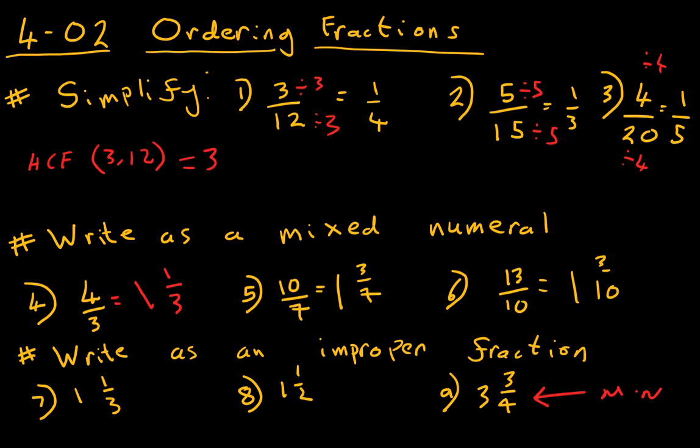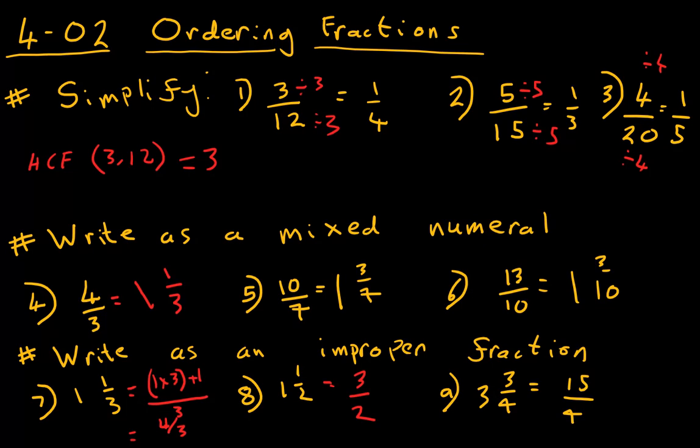Okay, now to convert a mixed numeral to an improper fraction, we just simply do 1 times 3. Then we add the numerator and all over the denominator. I want you to pause the video and write this down. 1 times 3 is 3, plus 1 is 4 over 3. Okay, so let's do the rest. 1 times 2 is 2, plus the 1 is 3 over 2. 3 4's are 12, plus 3 is 15 over 4.